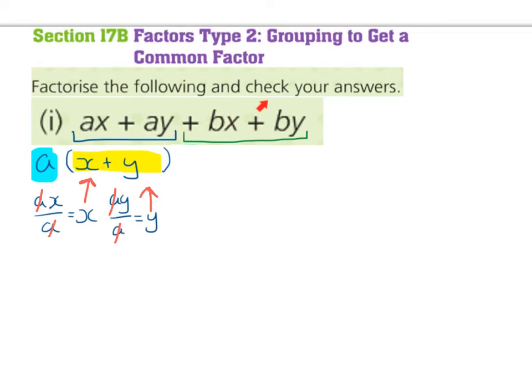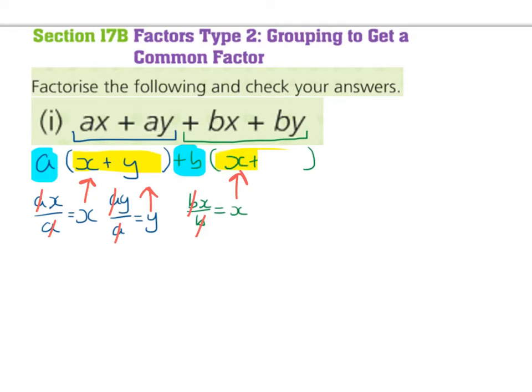So we can see that B is going to be the highest common factor here. So we have plus B because it's positive, B is common to both, and an empty set of brackets. So then we're going to write down bx and divide it by the highest common factor, which this time is b. And bx divided by b, the b's will cancel, leaving us with x, which we write into the brackets.